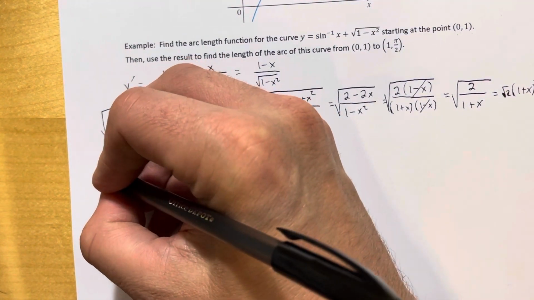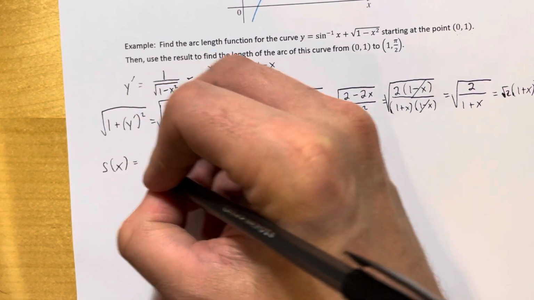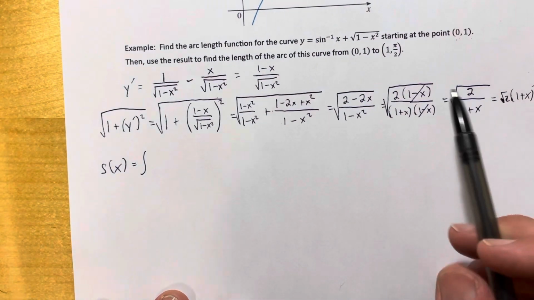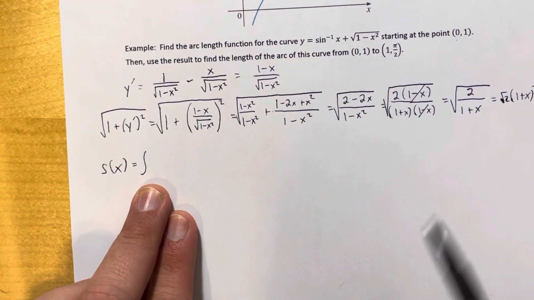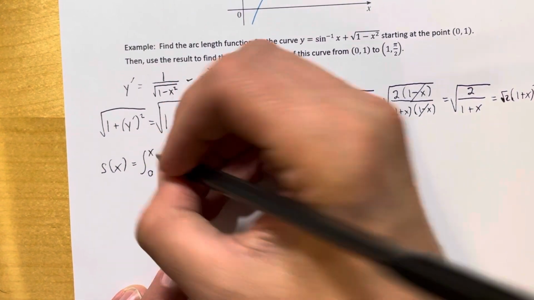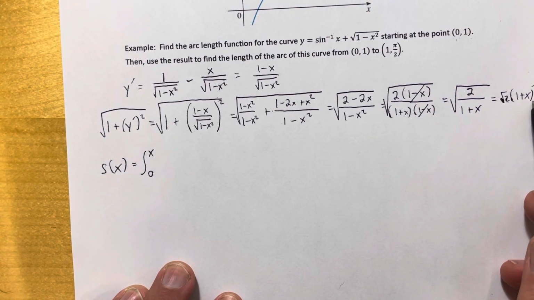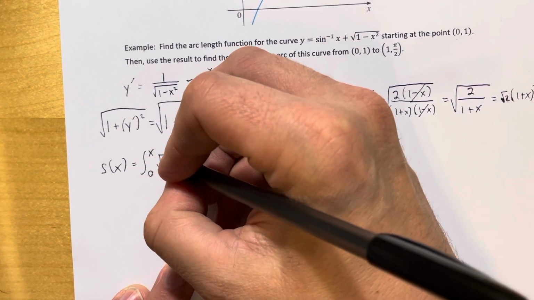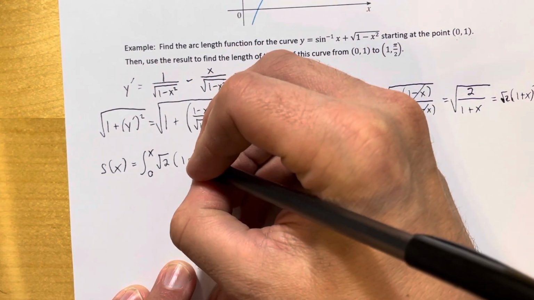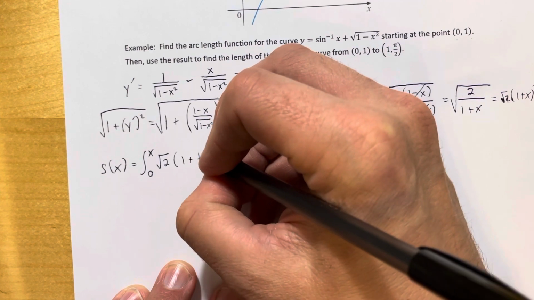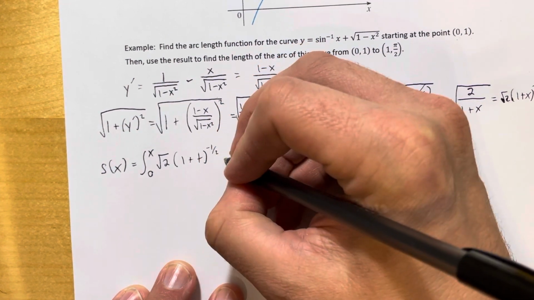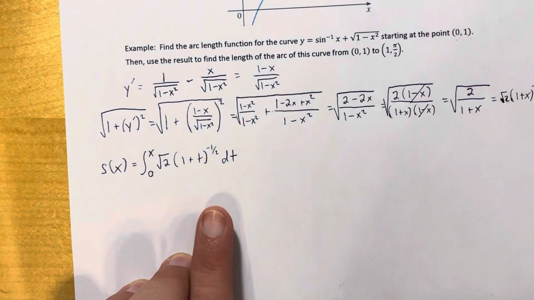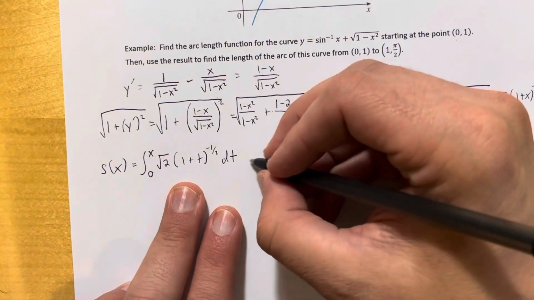So my arc length formula, s of x, is equal to the integral from a to x, but remember a is 0 for this problem, of this integrand, but this is where we want to change any x's into t's. So this is going to look like the square root of 2 times (1 plus t) to the negative 1/2 power, and this would also be a dt right there. We're just going to evaluate this directly.